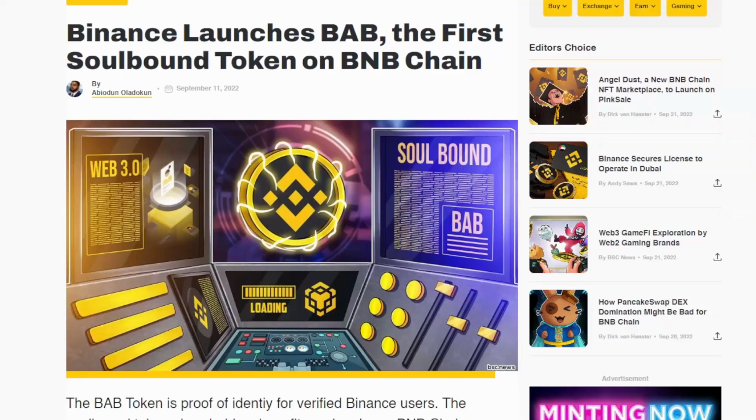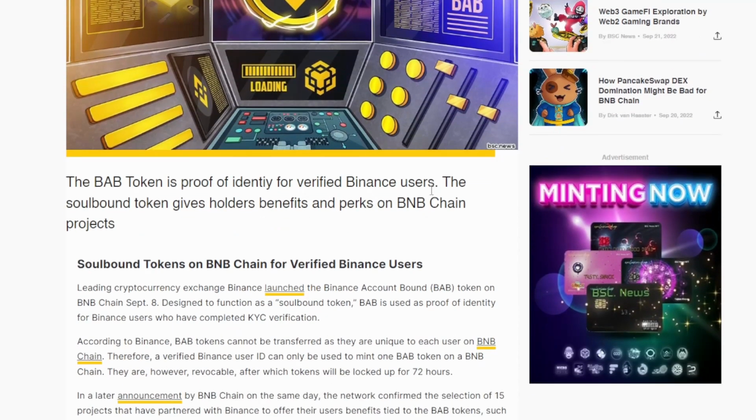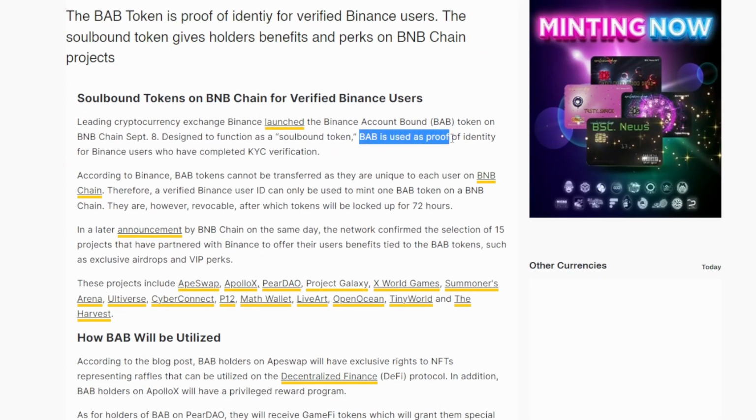So going back to this BAB token, it verifies that you're a real person and that you have validated your identity on Binance.com. You need to log into your account and KYC to get the token. Sadly, because of this, it's only for people with a Binance.com account. And if you're a US citizen like me, well, you're out of luck.